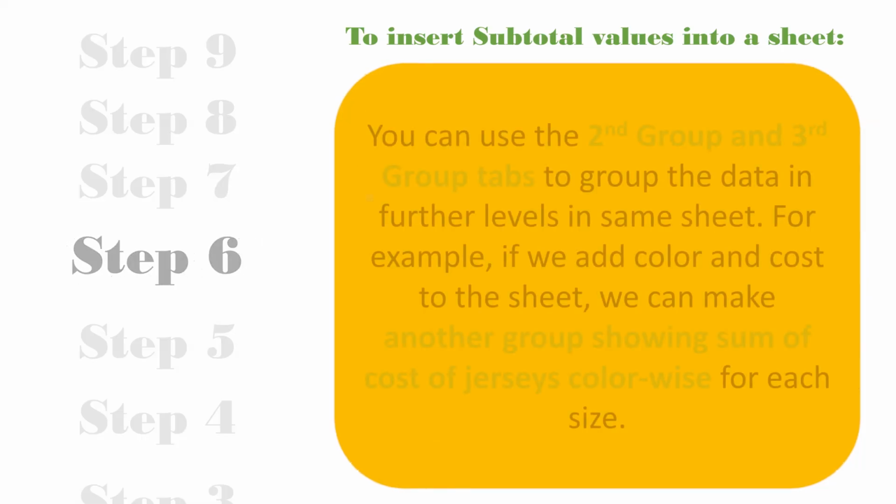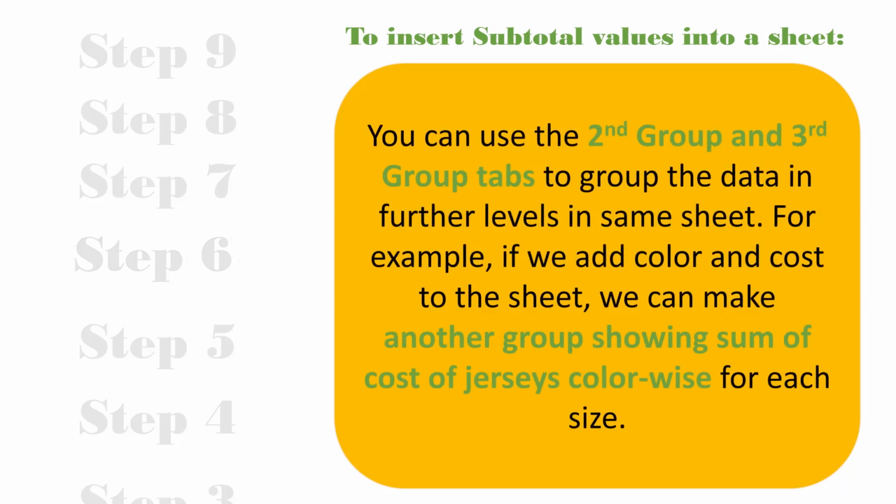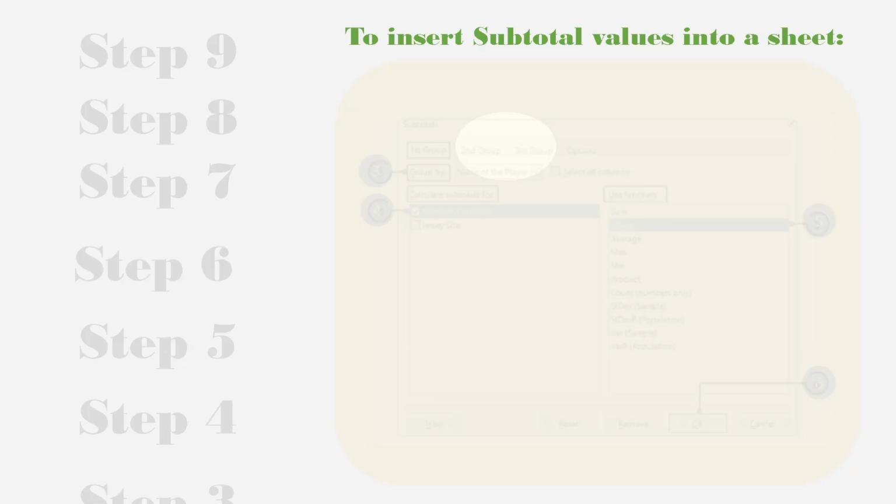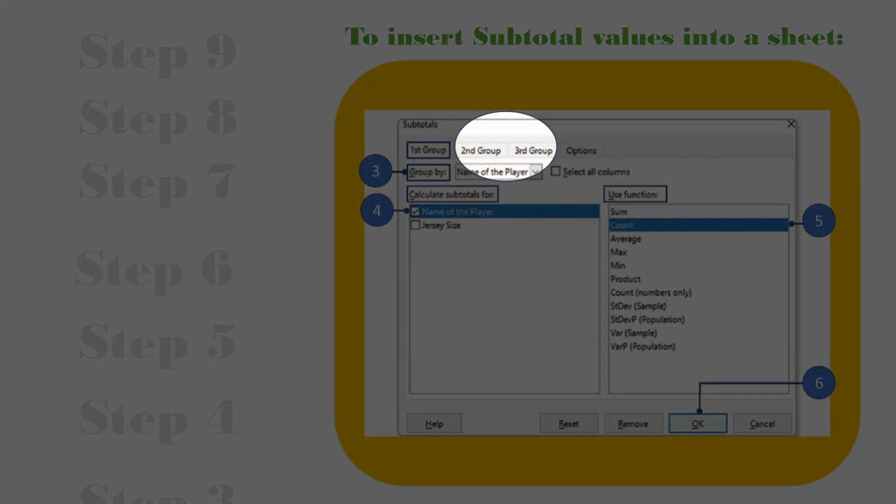That's it. Now let's learn about the other 2 tabs on the Subtotal box. You can use the second group and third group tabs to group the data in further levels in the same sheet. For example, if we add color and cost to the sheet, we can make another group showing the sum of cost of jerseys color-wise for each size. Find the second and third tab in the image.